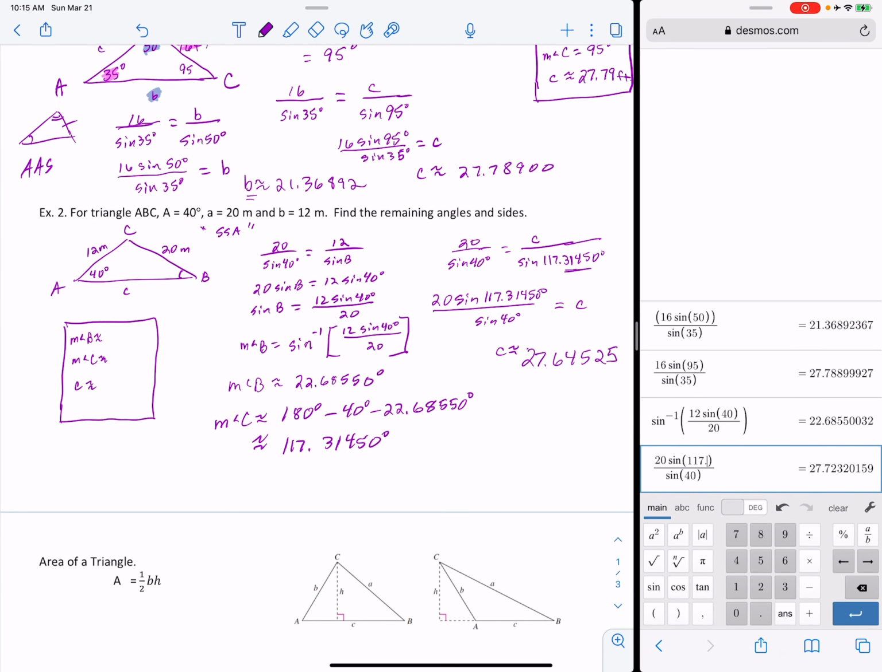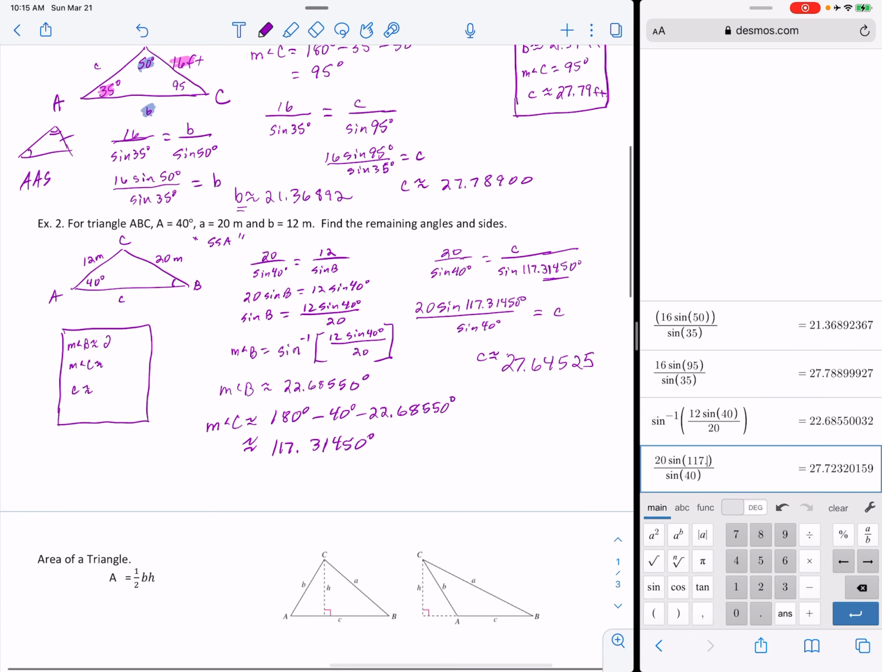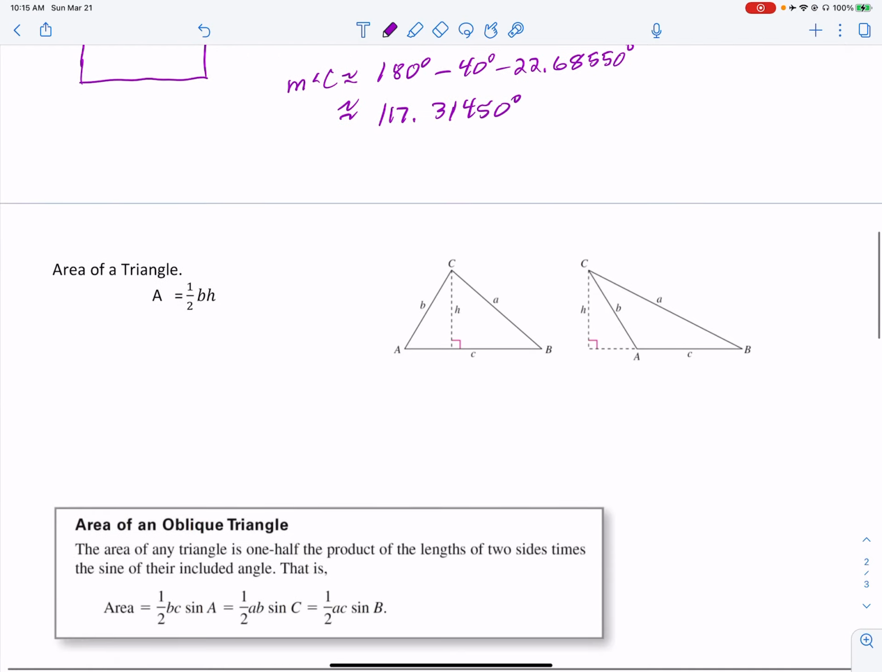So then fill in your answer box, and they will be giving you 2 decimals in the back of the book, so 22.69 degrees. And angle C, 117.31, and you need the degree symbol on those. And then the length of that side, C, is 27.65, and those are meters. So that's solving with the law of sines.